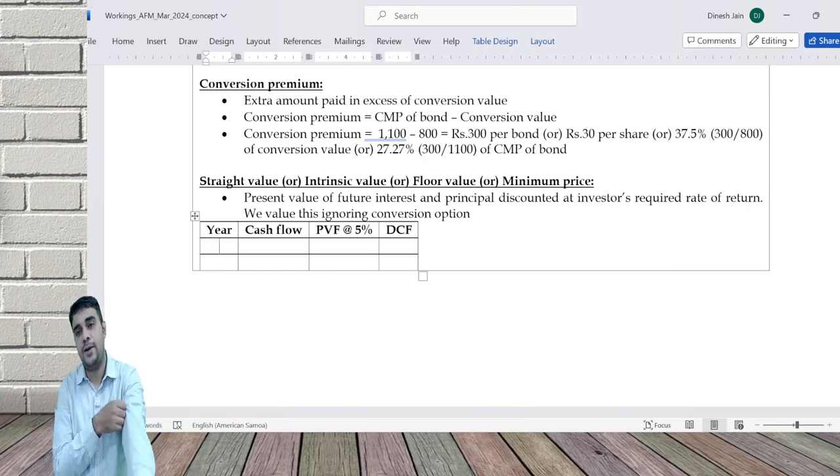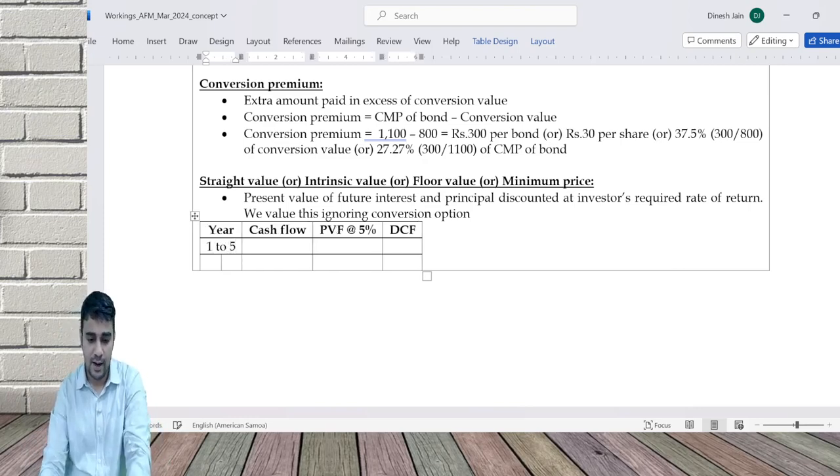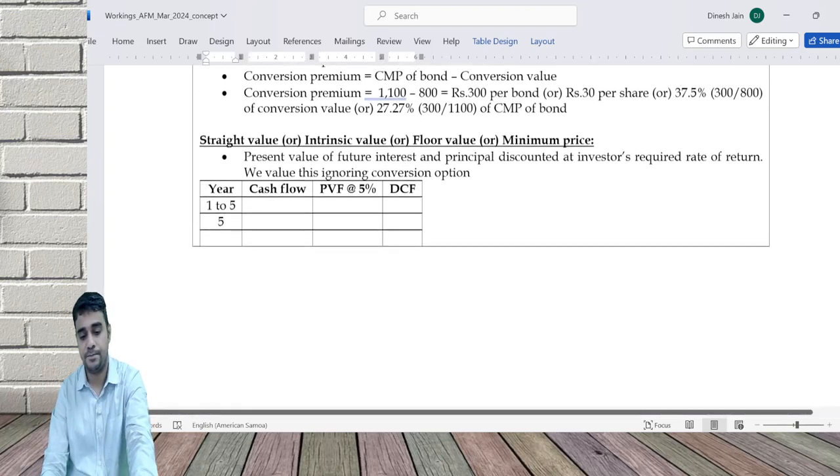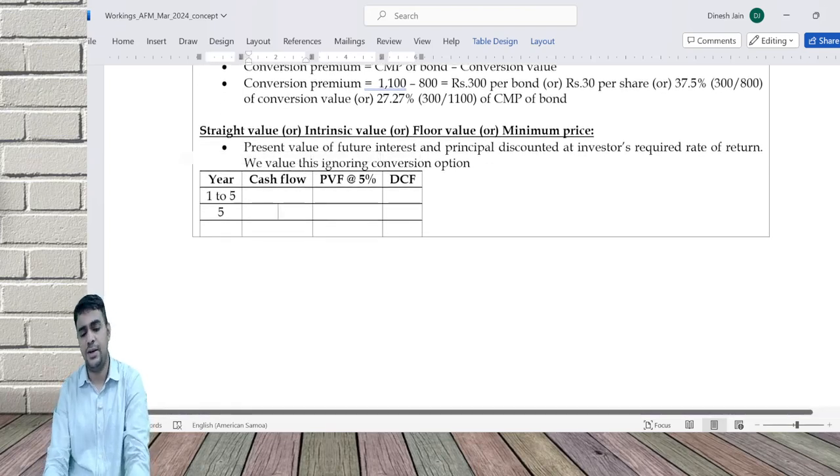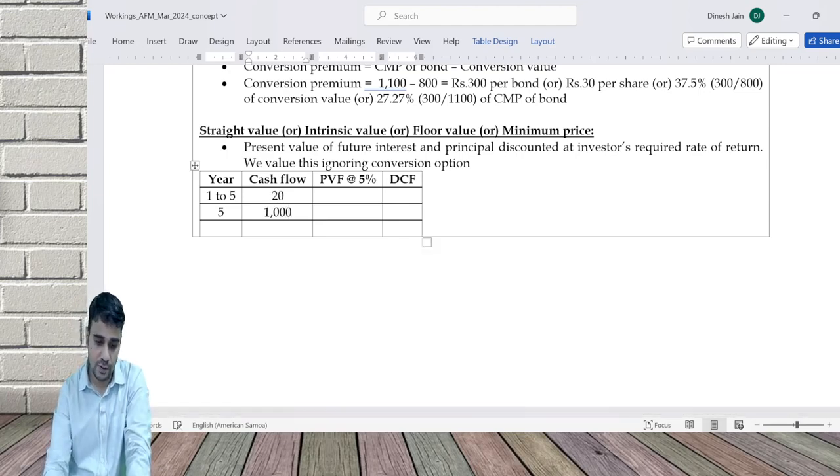How many years is the life? 5 years. So years 1 to 5, and principal at the end of year 5. How much interest will the bond pay? 20 rupees, and 1000 at the end. Give me the 5-year annuity factor and then close the valuation.